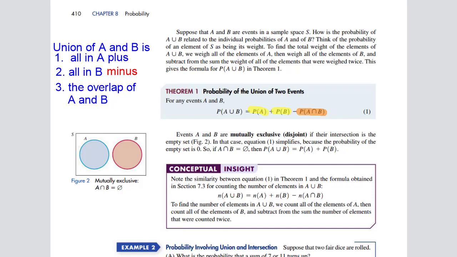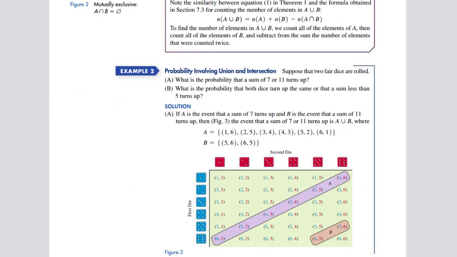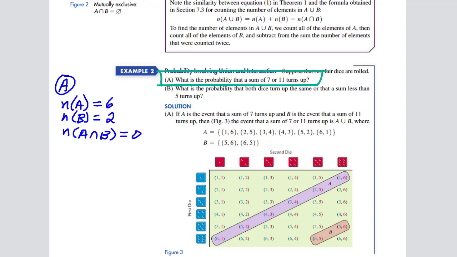Events A and B are called mutually exclusive if there is no intersection. So take a look at figure 2 and you'll see a diagram of two circles that don't have anything in common. In example 2, the problem's asking for the probability of rolling two dice and getting either a 7 or an 11. Please notice that either 7 or 11 indicates a union. So find the number of things in A, then the number of things in B, and then finally the number of things in the intersection.